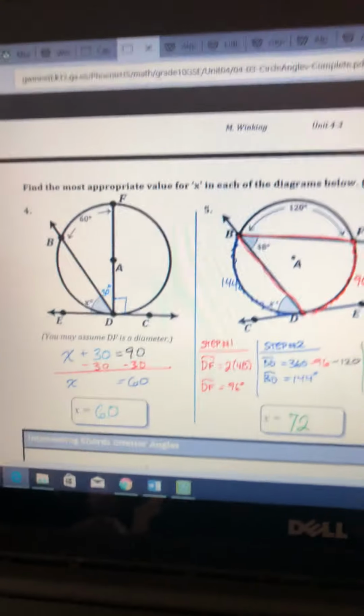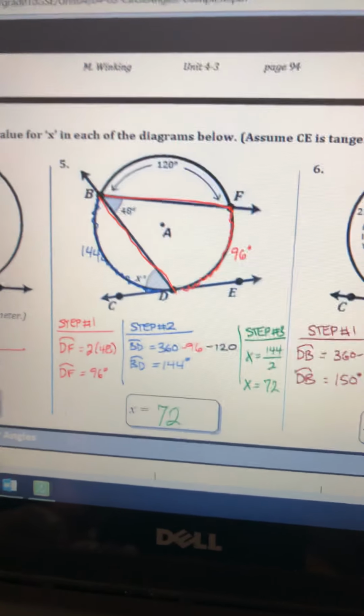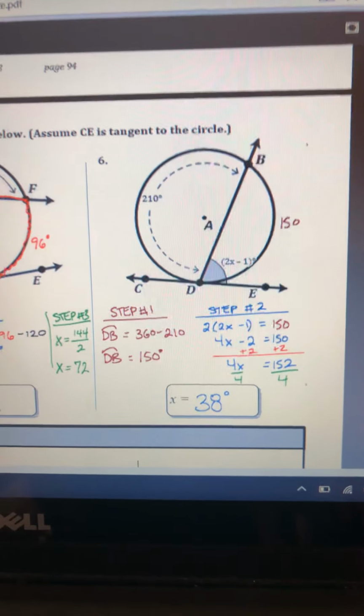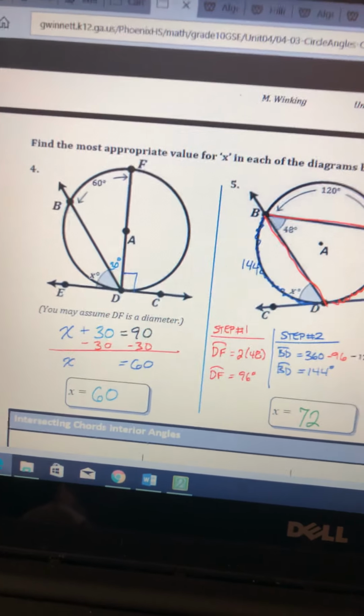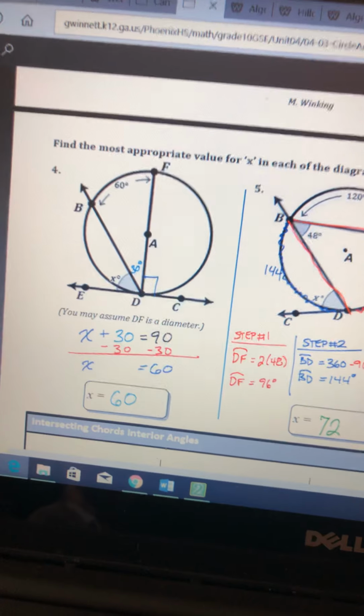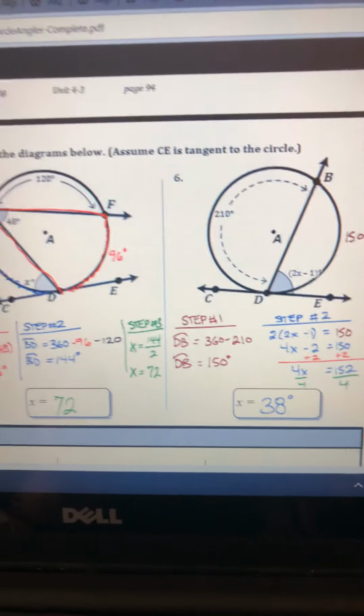So then what you had to do was go through and find these other angles for 4, 5, and 6. If you have any questions, this is on your answer key, which is attached to Digital Day 1. So if you have any questions, just let me know.